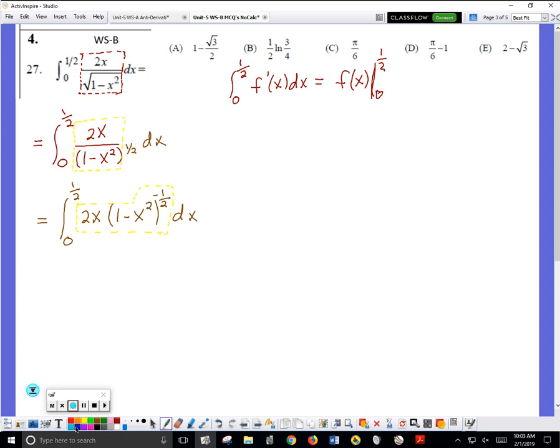Grant, what are the two functions that are multiplied? 2x and (1 minus x squared) to the negative 1/2. How many saw it? 2 points, perfect. The 2 being a constant, I'll typically pull that out.